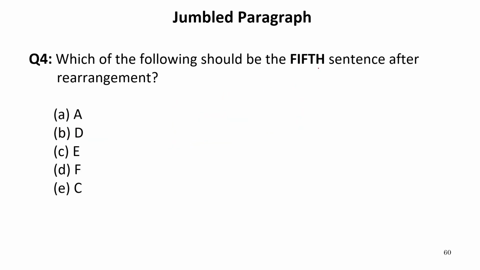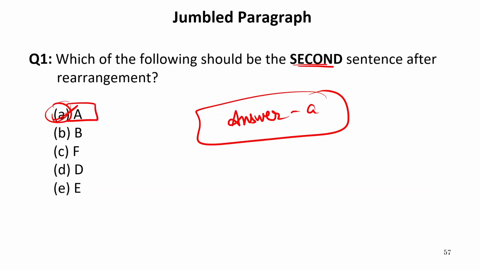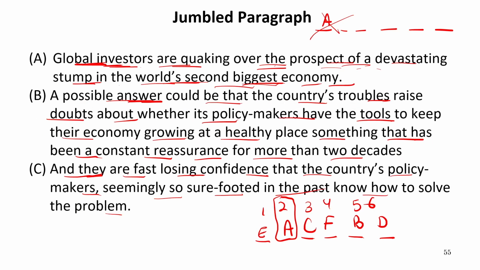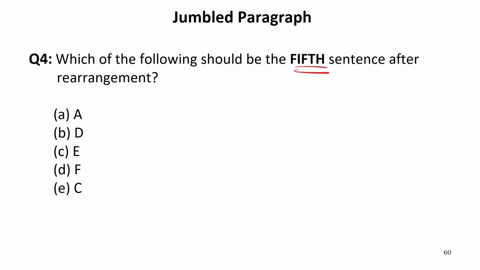Now we have been asked about the fifth sentence after rearrangement. Let us see, the fifth sentence is B. But here in this arrangement, we have been asked about the fifth sentence, that is B according to us, but in these options, B is not given. It means the combination that we have made is incorrect. B cannot be the fifth sentence.